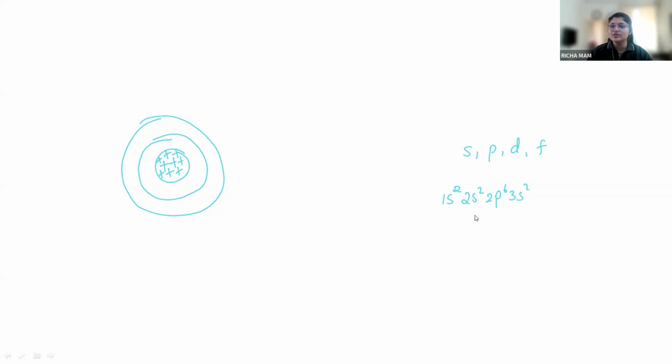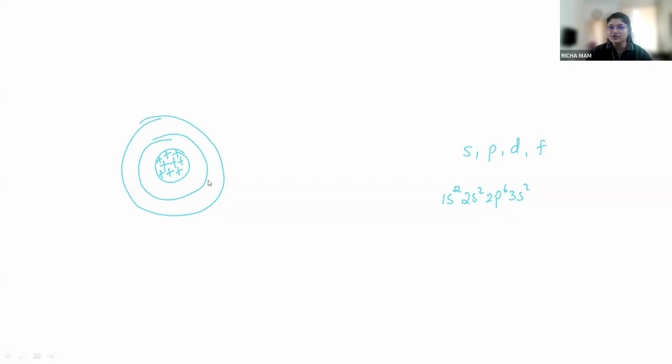Then around this nucleus, the electrons are revolving in the form of orbits, right? These are the different subshells: S, P, D, F. As we fill up the electrons, first the electrons go into 1s2, then 2s2, then 2p6, 3s2, 3p6. It goes according to the Aufbau principle. You might have studied the Aufbau principle in first year. So the filling of electrons takes place according to the Aufbau principle.